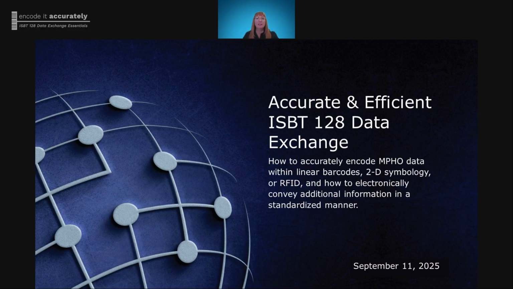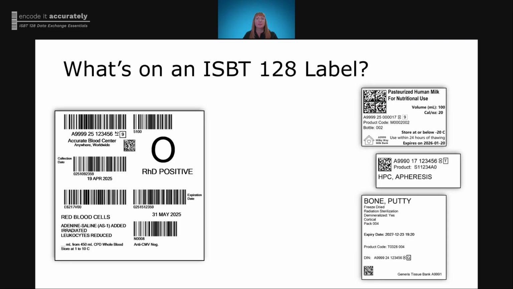Hi, everybody. Thank you for coming to our webinar. My portion of the talks today will cover linear barcodes and 2D symbology on the labels. So let's start with those labels. What's on an ISBT 128 label? We've got several different MPHO, medical products of human origin, labels here. We've got one for blood, human milk, cellular therapy, and tissue products.